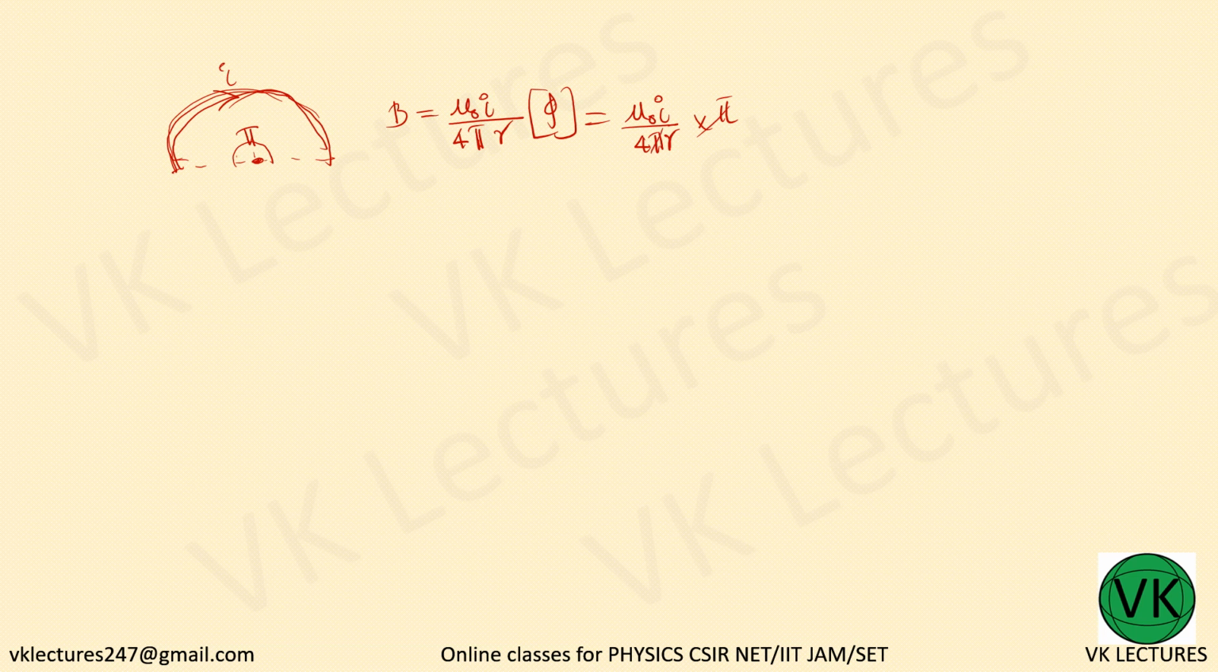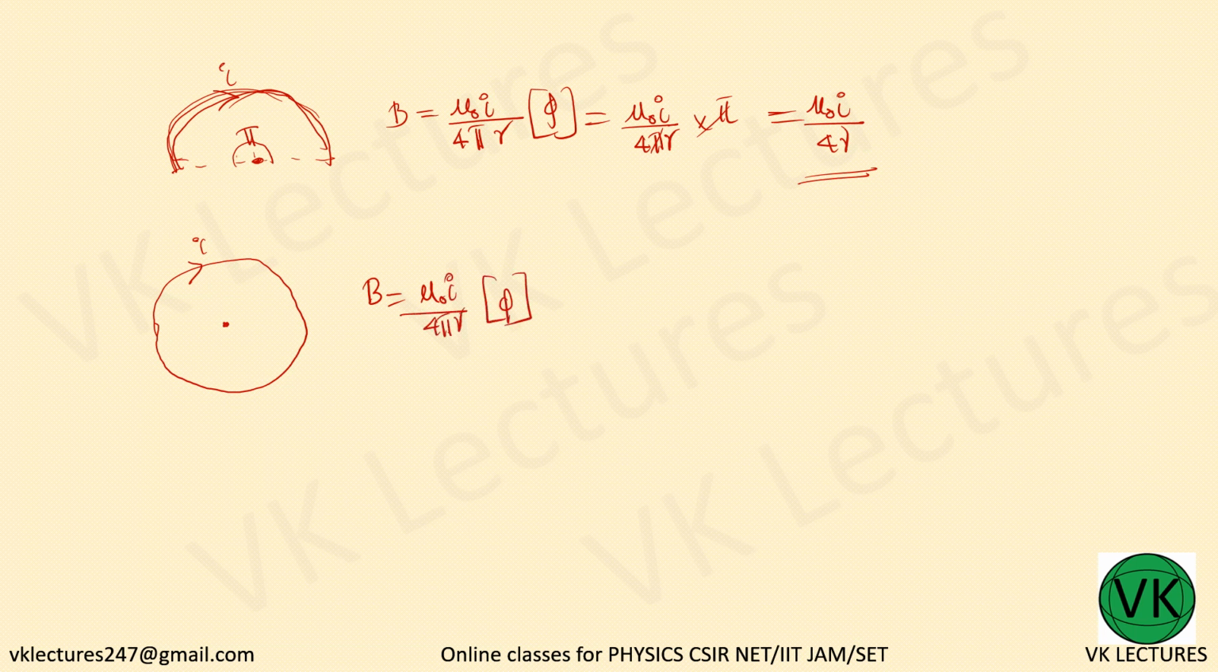Pi and pi get cancelled, so it is equal to mu 0 I by 4r. Okay, this is the expression. And if it is a full circle, a complete ring which carries a current I, then how much is the magnetic field it makes at the center? B is equal to mu 0 I by 4 pi r into the angle phi.